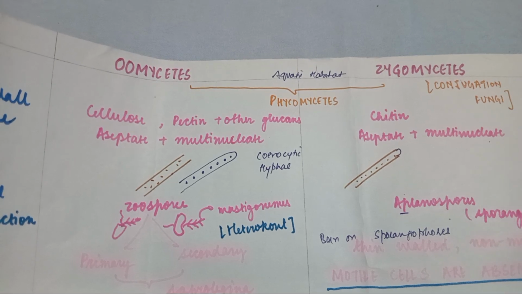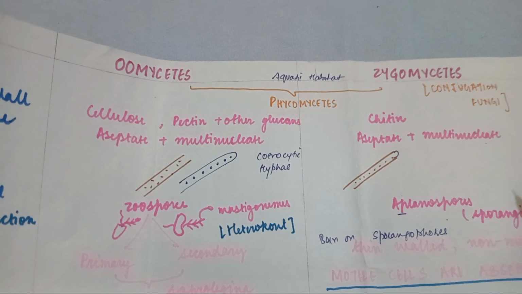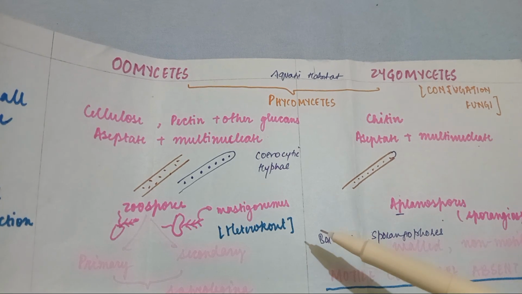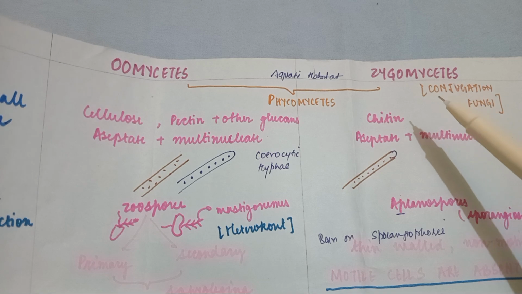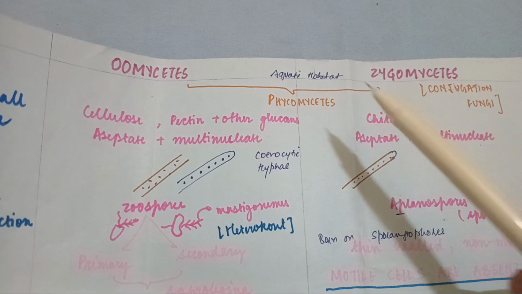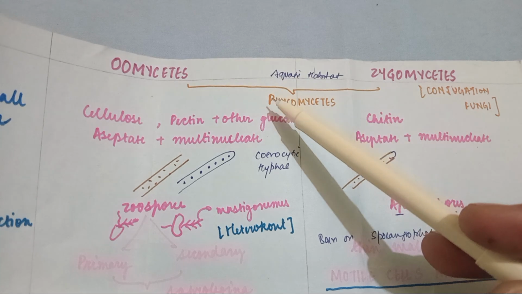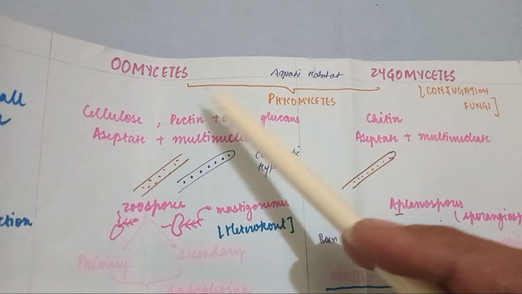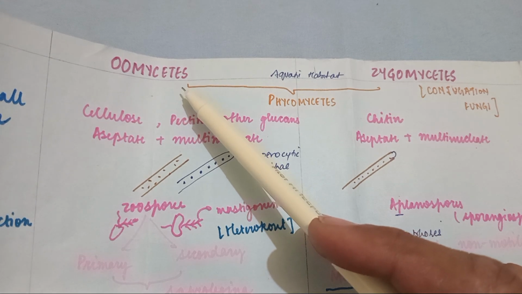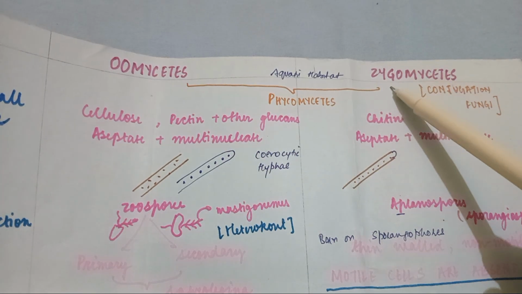Here I am presenting a video about the various classes of the fungi. We study with the comparison of the two groups. This is a common class which is Phycomycetes. It is divided into two. One is Oomycetes, one is Zygomycetes.